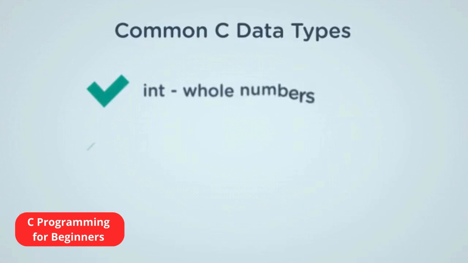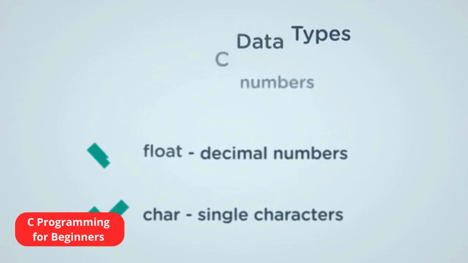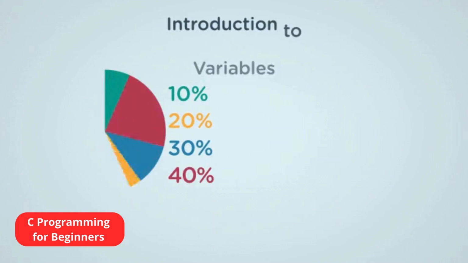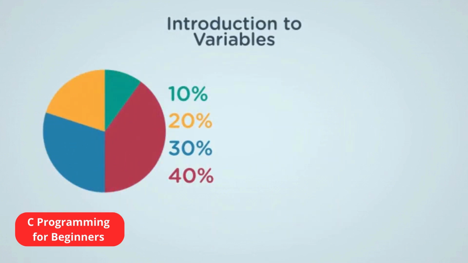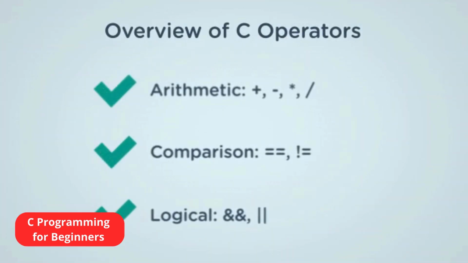Next, data types. These tell the computer what kind of information we're working with, like int for whole numbers and float for decimal numbers. Variables are like containers that hold our data. For example, a variable called userGuess stores the number the player enters. Operators are symbols that perform actions on our data. We have arithmetic operators like plus, minus, and comparison operators like equal to.